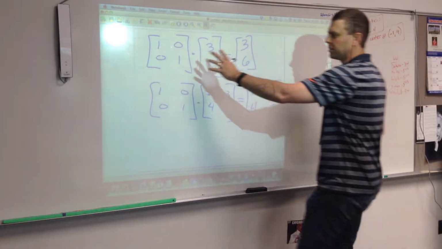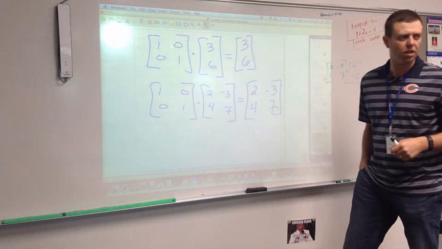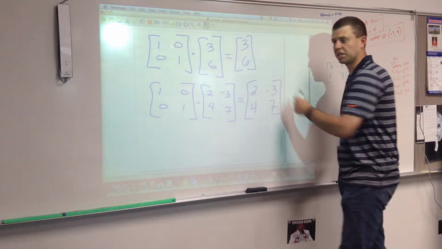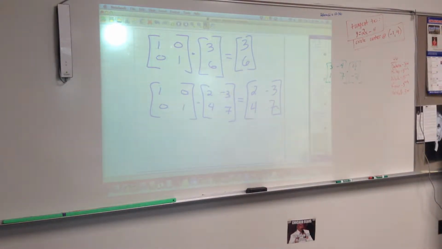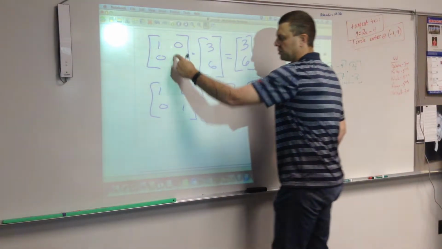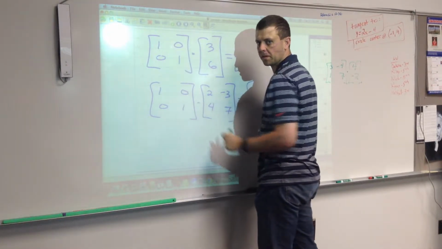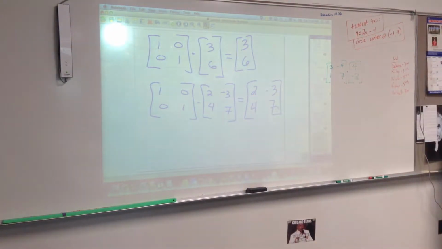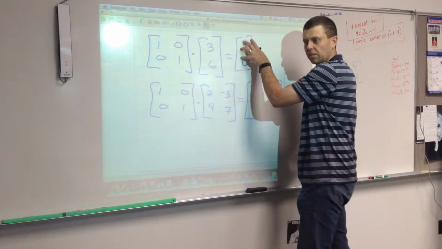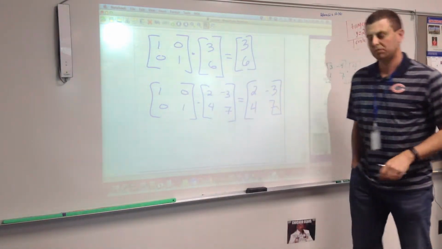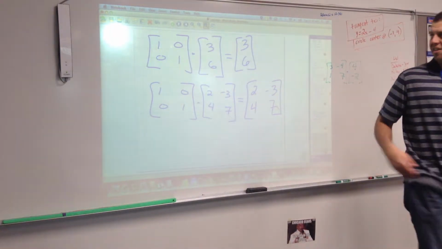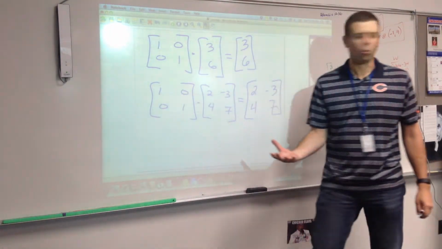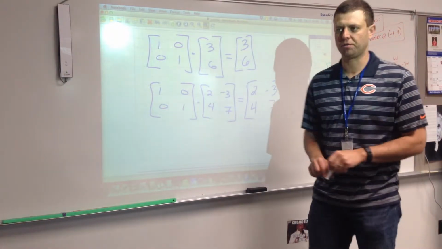So when I took this matrix times 3, 6, it equaled itself. When I took this matrix times this one, it again equaled itself. Okay? Notice these two matrices are the same, right? This matrix right here is essentially like what number when you think of multiplying numbers? 1. When you take something times 1, you get itself, right? 1 times something is that something. This matrix here is like the number 1. It's called the identity matrix.